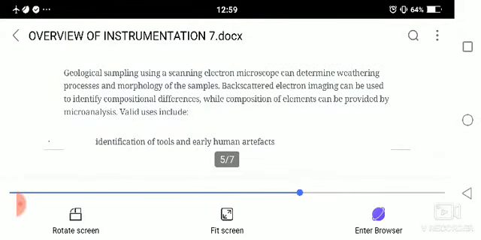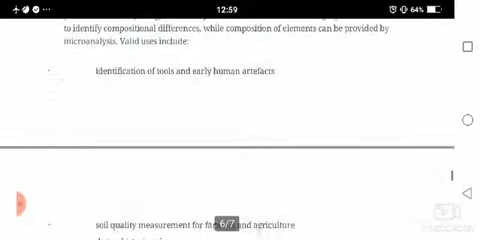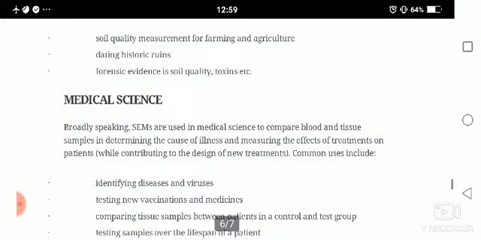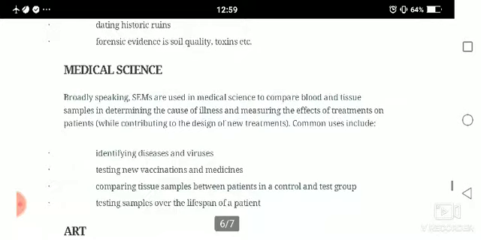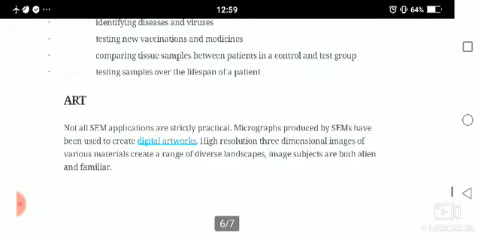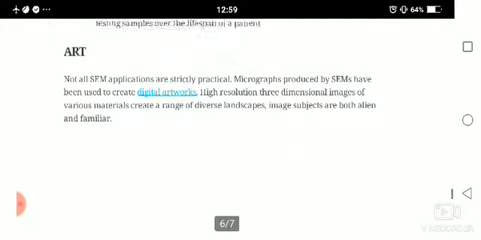Also, geological sample screening can be done using SEM, that is identification of tools and early human artifacts. Also, in medical science, broadly speaking, SEM can be used to compare blood and tissue samples in determining the cause of illness and measuring the effect of treatment on patients. Also, in art, not all SEM applications are strictly practical. Micrographs produced by SEM have been used to create digital artwork.